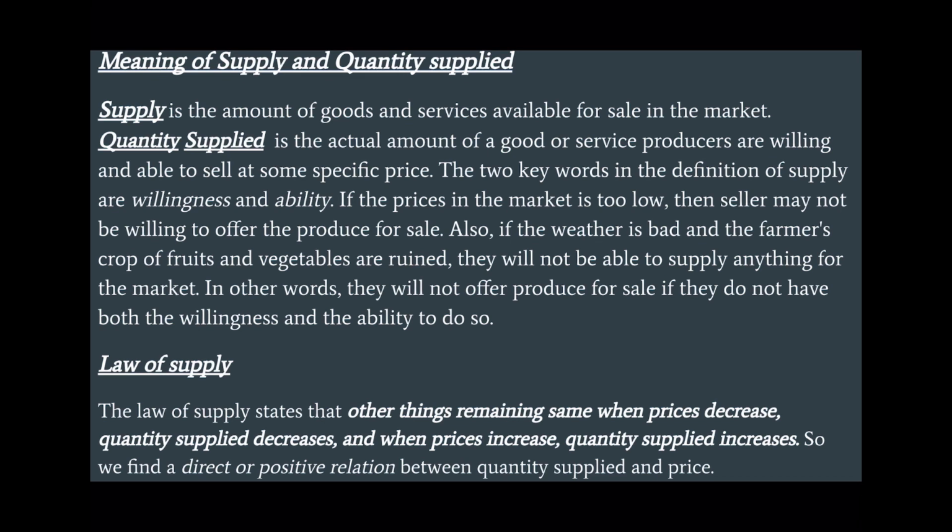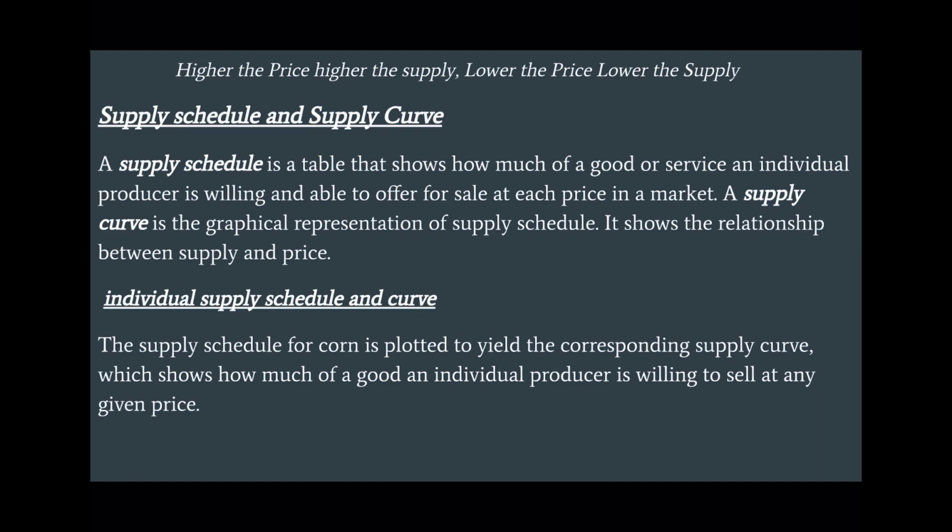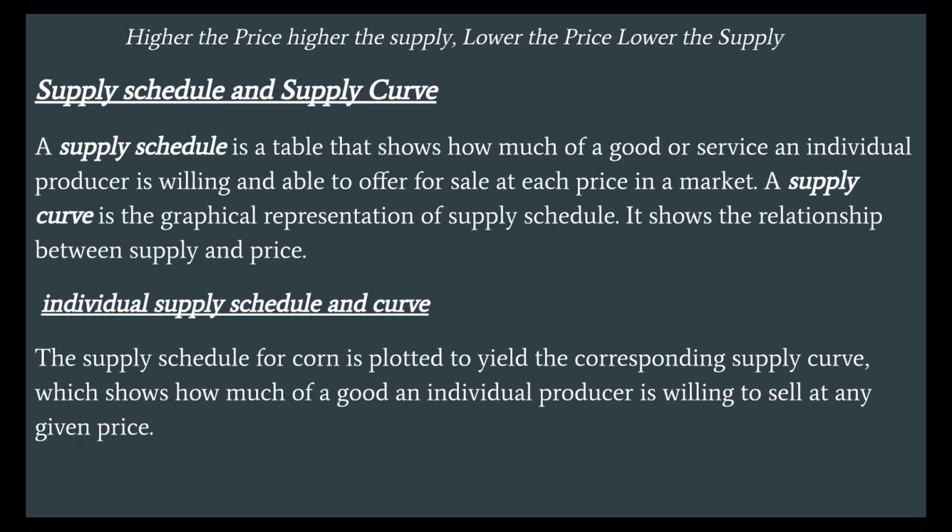Law of supply. The law of supply states that, other things remaining the same, when price decreases, quantity supplied decreases; when price increases, quantity supplied increases. So you find a direct, or positive, relationship between quantity supplied and price. The higher the price, the higher the supply; the lower the price, the lower the supply.